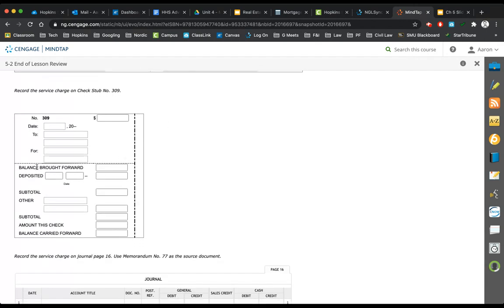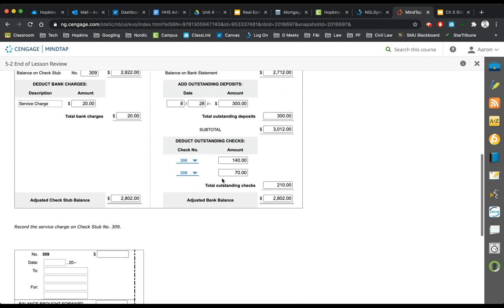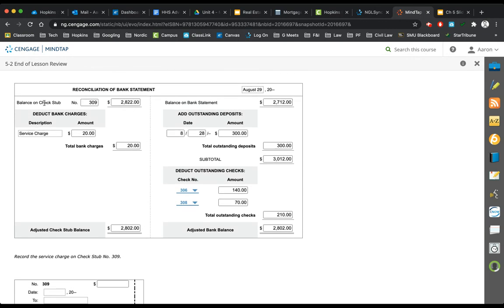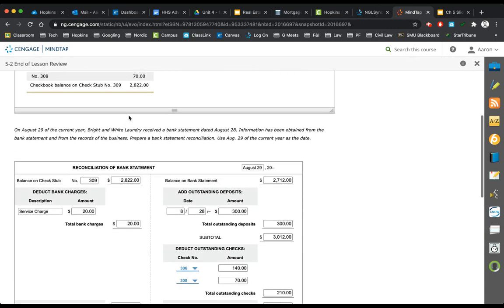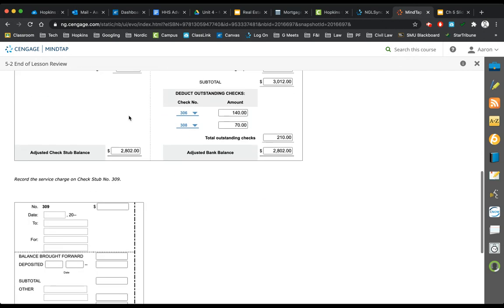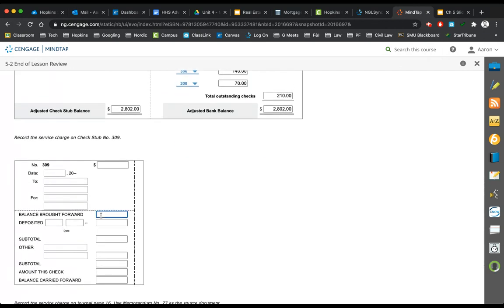The next step here is to record the service charge on check stub number 309. And so all you're going to do is start with that balance brought forward, the balance on the check stub, balance brought forward of 2822. Subtotal here, because we didn't have any deposits at all, but our subtotal then going down would be 2822.